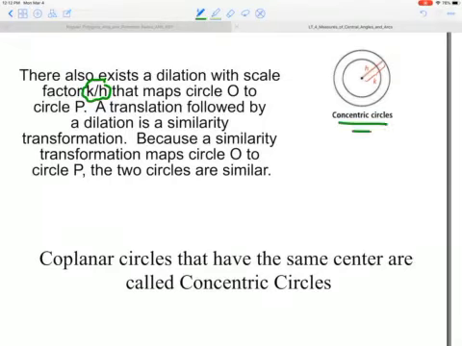These we call concentric circles, where they share the same center point. Coplanar circles that have the same center are called concentric.